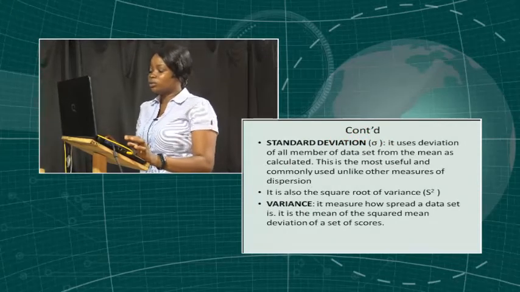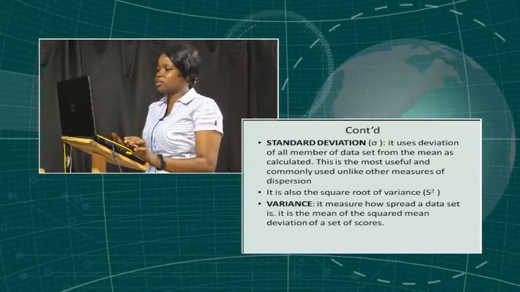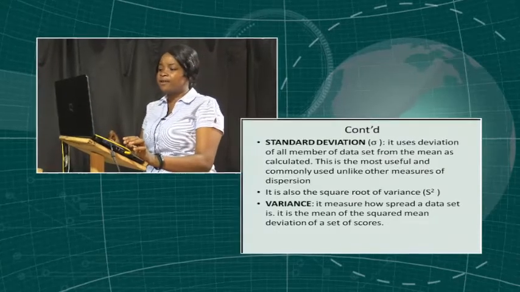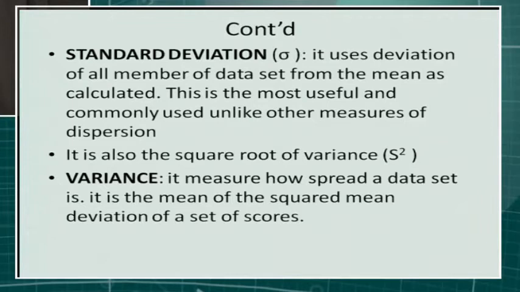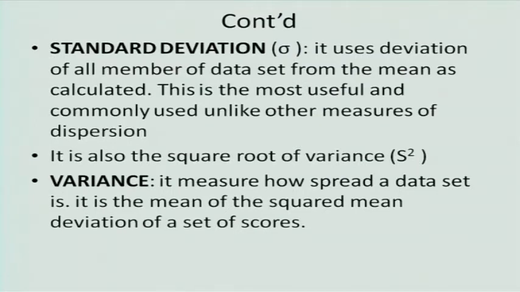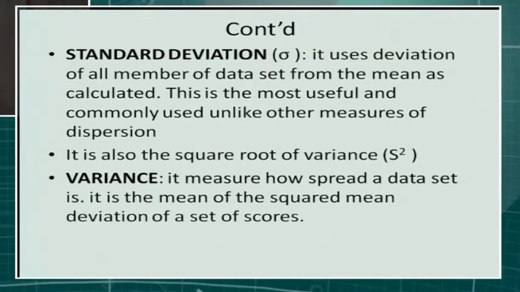Now we have another one, which is standard deviation. It is symbolized as sigma. Sigma is the symbol. It uses the deviation of all members of the data set from the mean. I don't know if you get that. So the deviation that all the members of the data have from the mean, that is what we use in calculating the standard deviation. So it is the most useful and commonly used measure of dispersion. It is the square root of variance. What is variance? It is a measure of how spread a data set is.